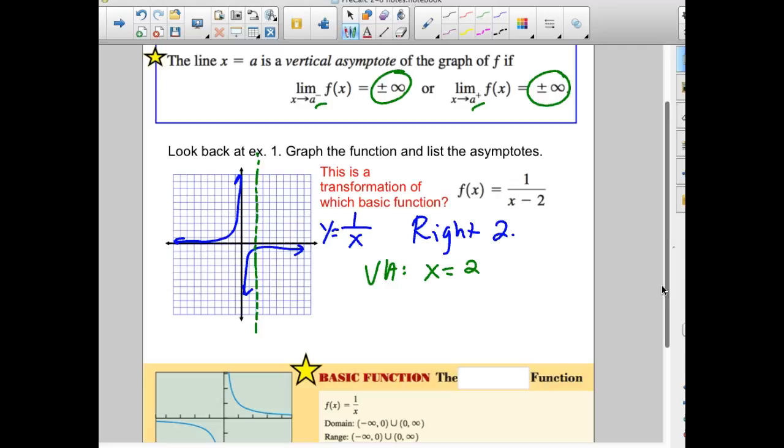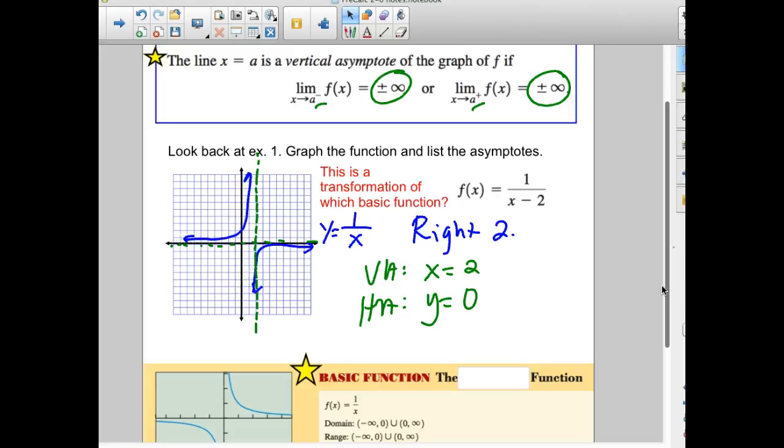And where is the horizontal asymptote? Where is there a horizontal line that your graph's approaching? Okay, so if we are strictly moving this right 2, we haven't affected the horizontal asymptote. We did affect the vertical one. It used to be on the y-axis here, and we shifted it to the right. So what's going to happen to those branches is they're just going to move to the right too. Okay, does that make sense?